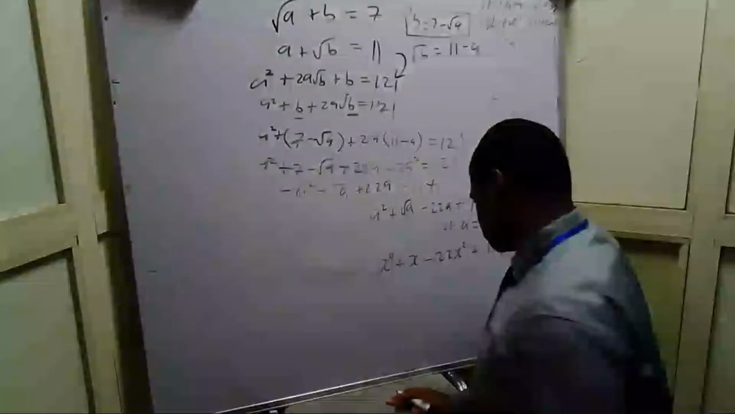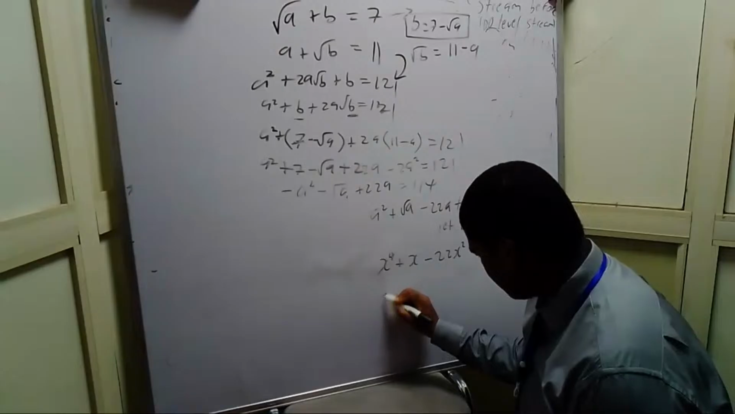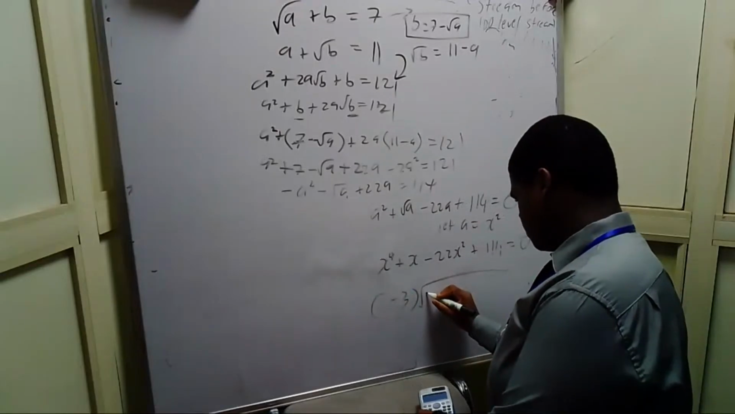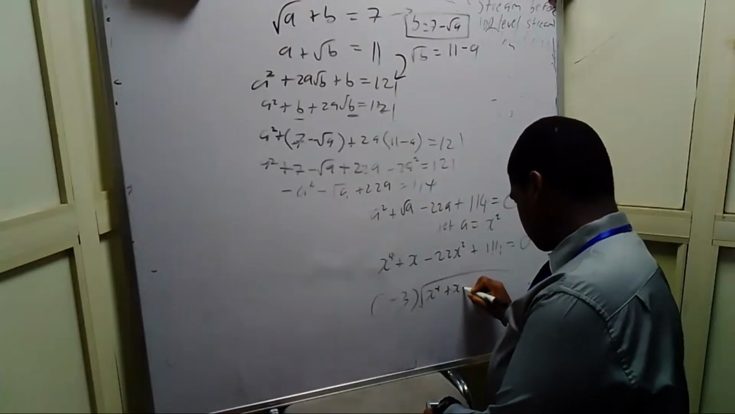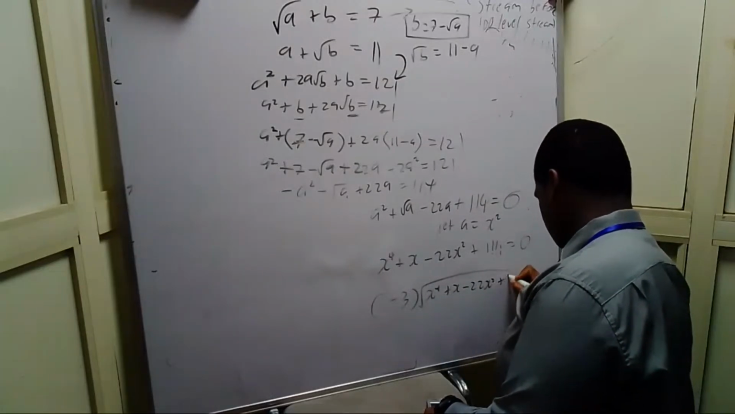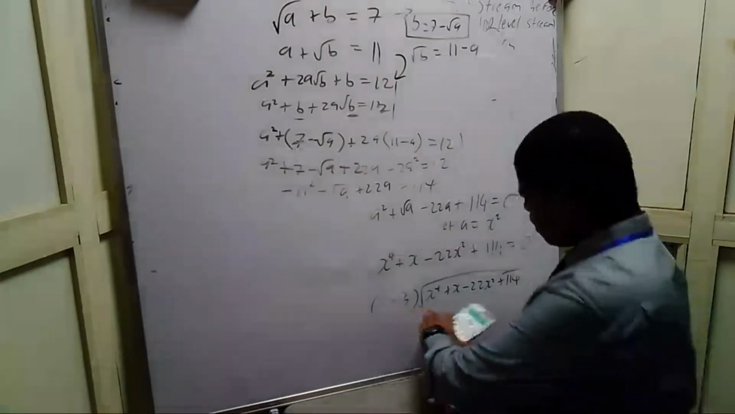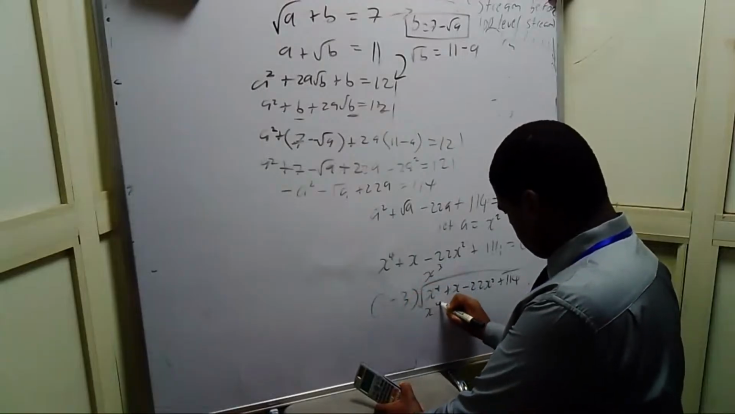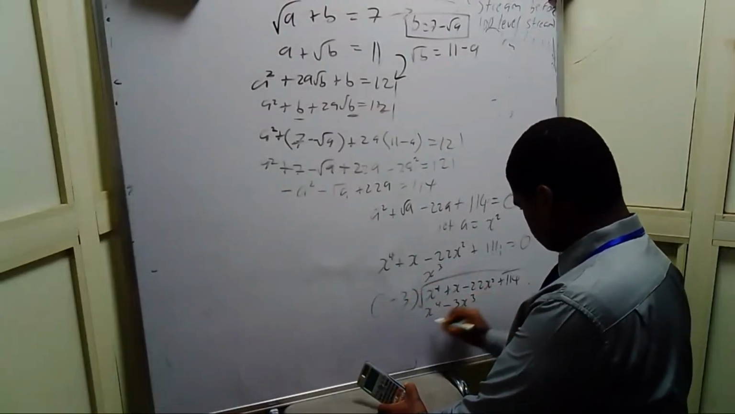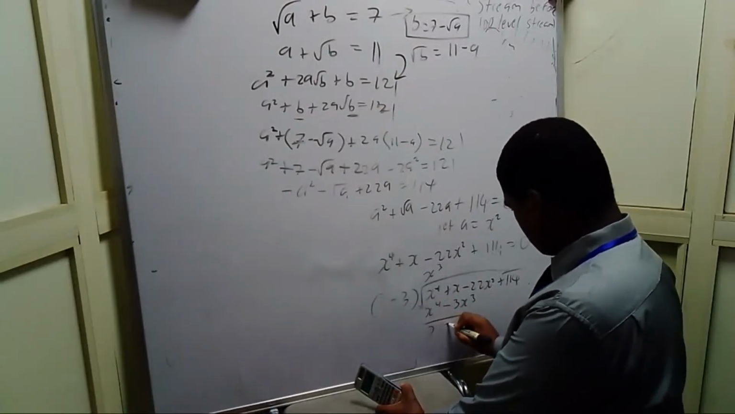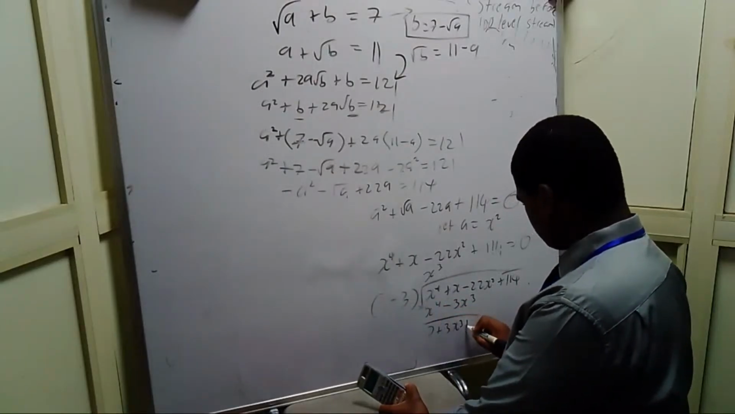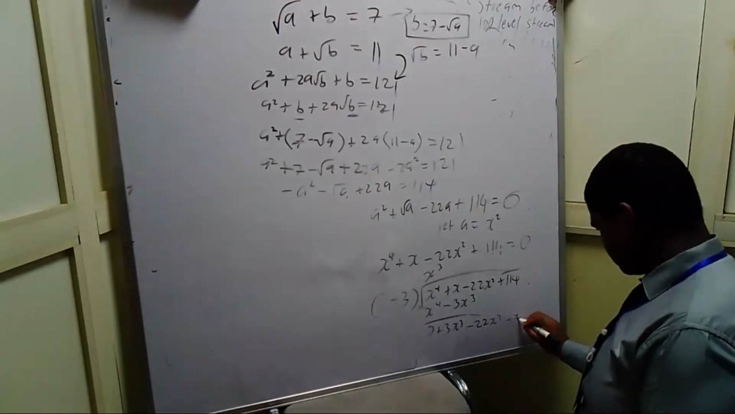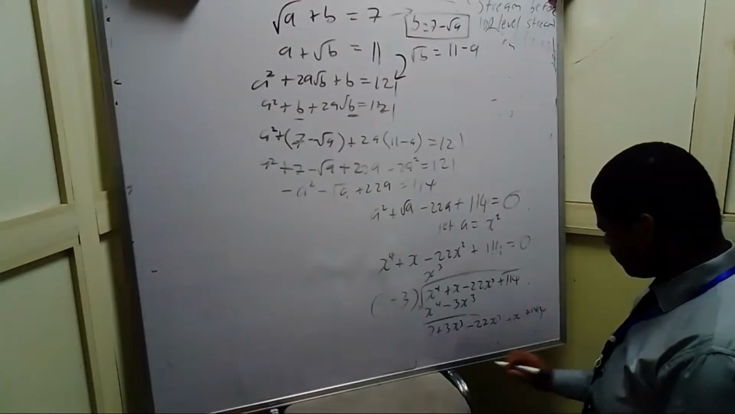But okay, let's try for +3. So that will be x minus 3 dividing x power of 4 plus x minus 22x squared plus 114. X power of 4 divided by x is x cubed. X cubed times x will be x power of 4 minus 3x cubed. If we subtract, we have 0 and we have plus 3x cubed minus 22x squared plus x plus 114.